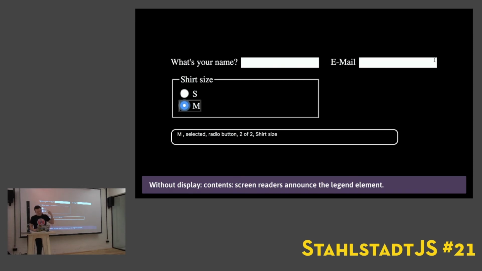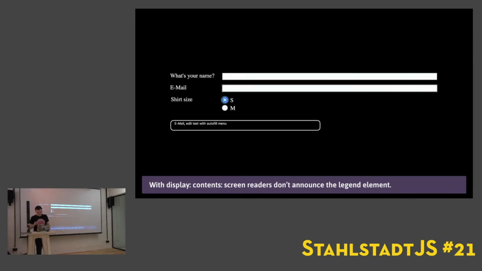Now, if I apply display contents to this field set, it sounds like this. S selected radio button 1 of 2. M selected radio button 2 of 2. Did you spot the difference? So the radio buttons are still accessible, but the field set and the legend don't exist anymore.